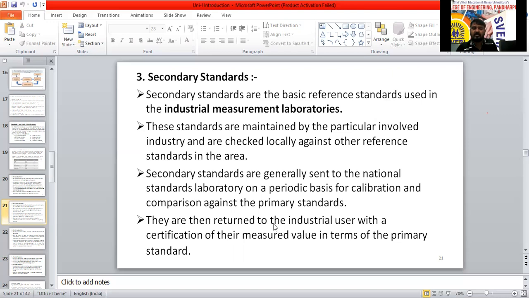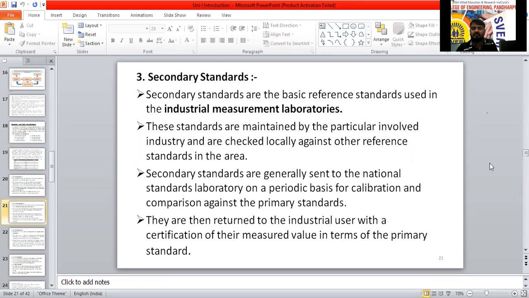Then the standards are returned to the industrial user with a certification. The national laboratory people are going to give the certification: your product is correct, it is well calibrated, so you can use it. The industrial user gets a certification of their measured value in terms of primary standards. So that is one example; next, the last one.